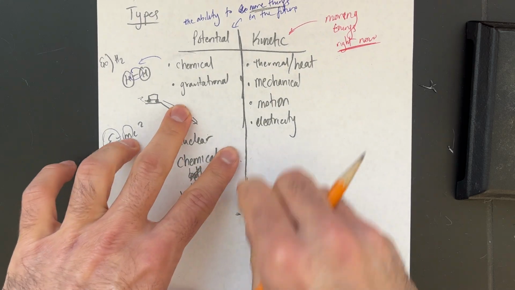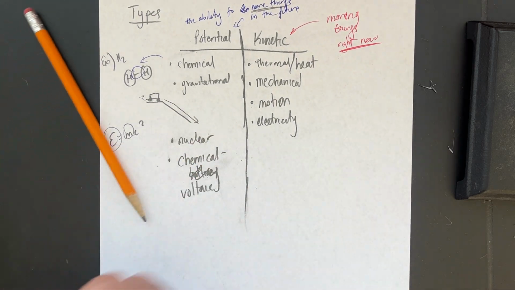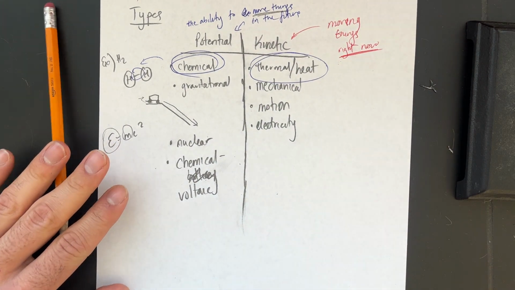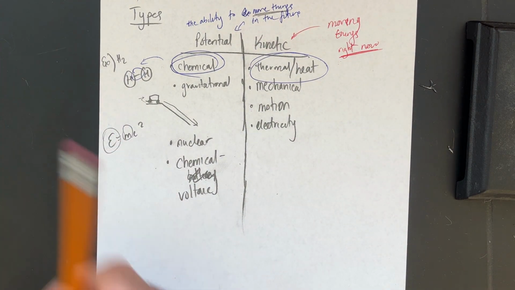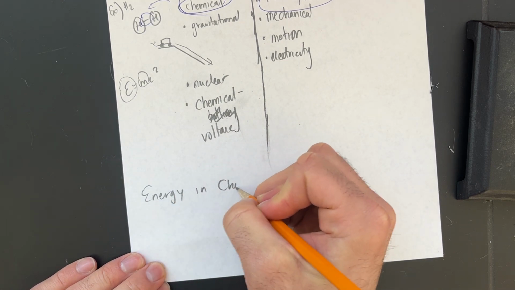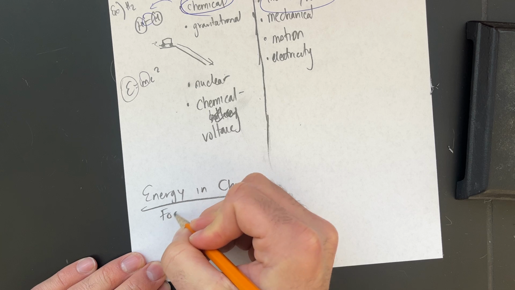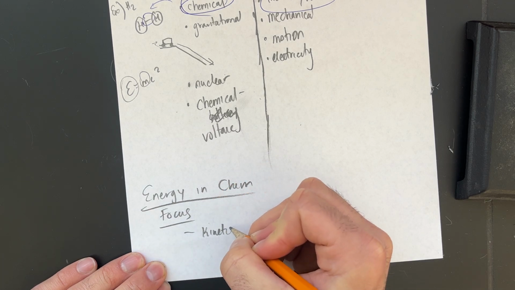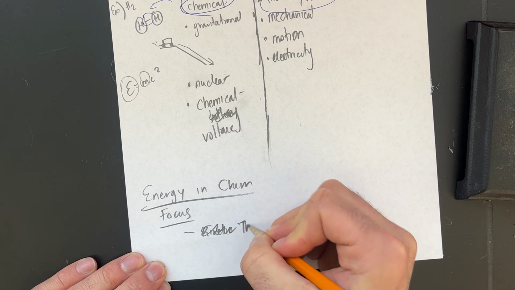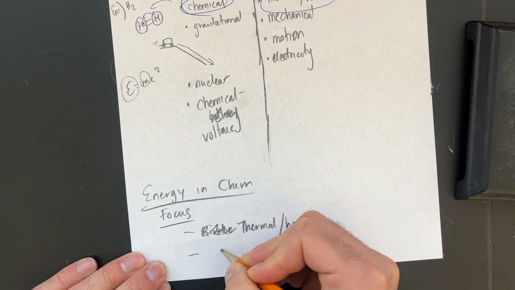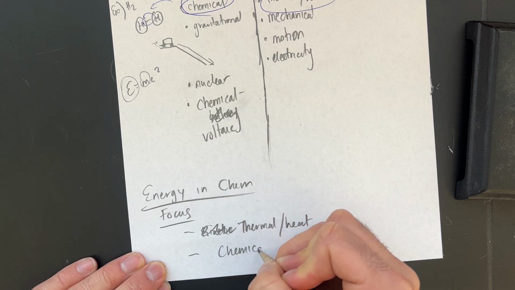What we'll really be focused on in this class, though, is we're going to be taking a look at a lot of chemical. We're going to be taking a look at thermal and heat, which is why I started off with those. And so, just to end this off for you, I want to say energy and chem. Our focus is on thermal heat energy, and then chemical potential energy.